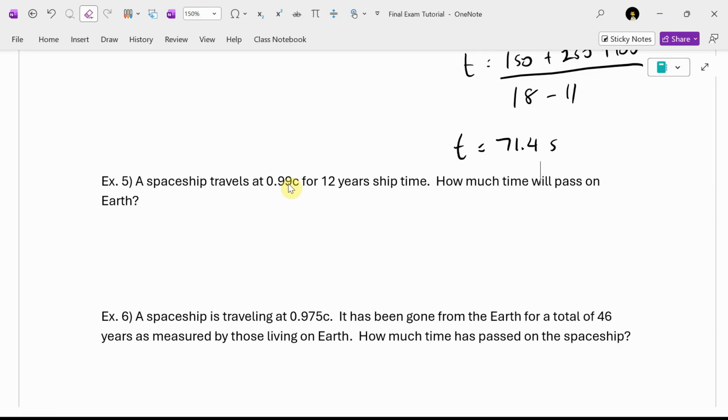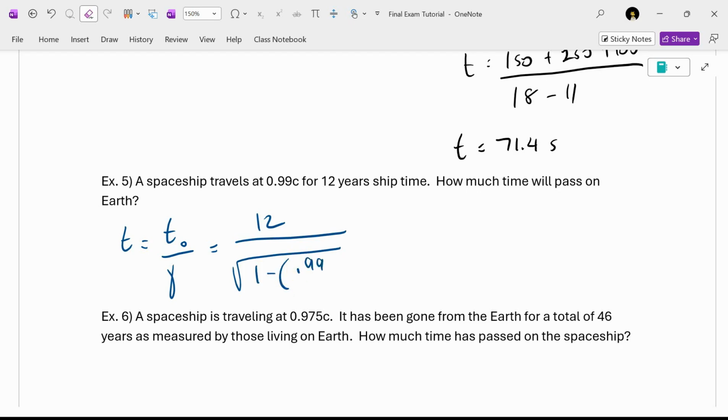99%. Okay. So I'll mix and match between percentages and decimals, and I hope you're comfortable doing that. How much time will pass on Earth? What's this asking me to find? T or T0? I think my equation, correct me if I'm wrong, I'm going from memory, is T equals T0 divided by the square root of that gamma thingy.